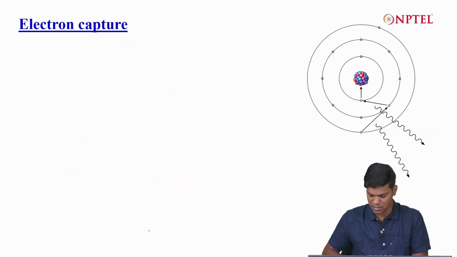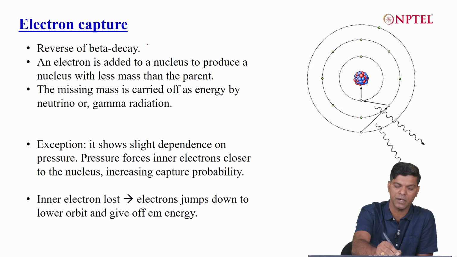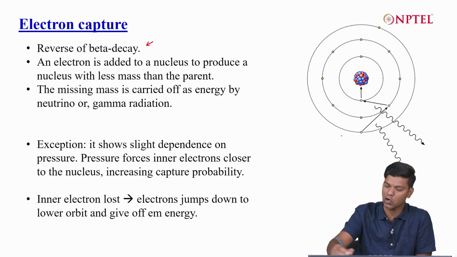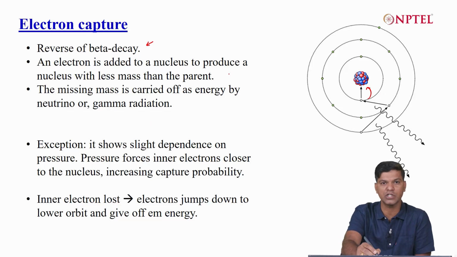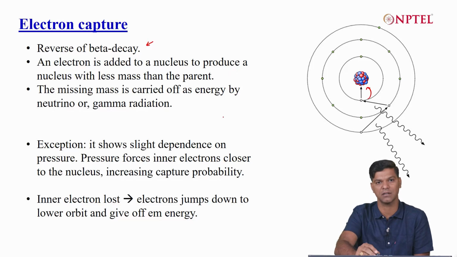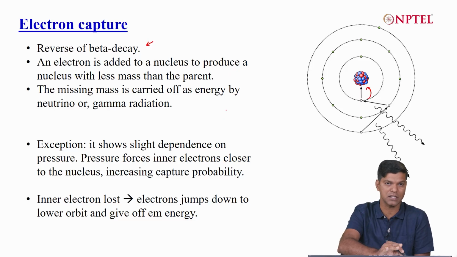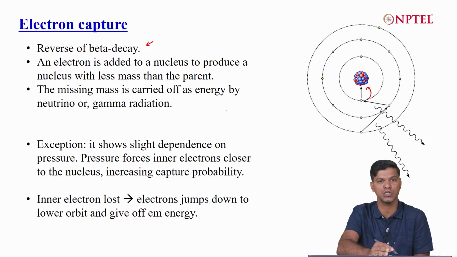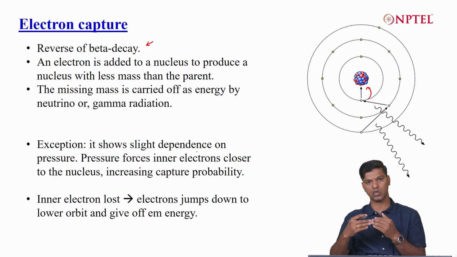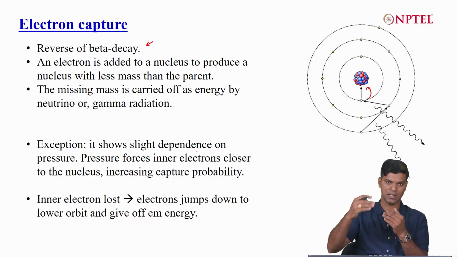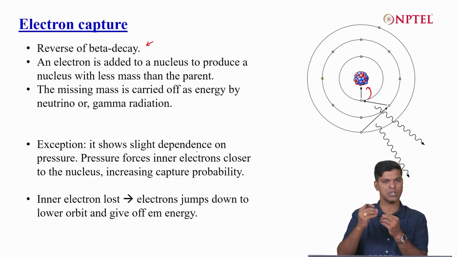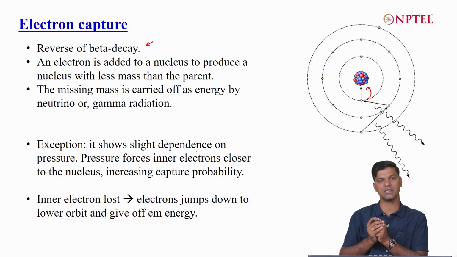Another important aspect is electron capture. It is actually the reverse of beta decay. An electron is added to a nucleus to produce a nucleus with less mass than the parent. The missing mass is carried off as energy by neutrino or gamma radiation. So, an electron will go and sit on the nucleus, and there will be a release of energy. The mass will reduce, but the energy will be emitted through either neutrinos or gamma radiation.